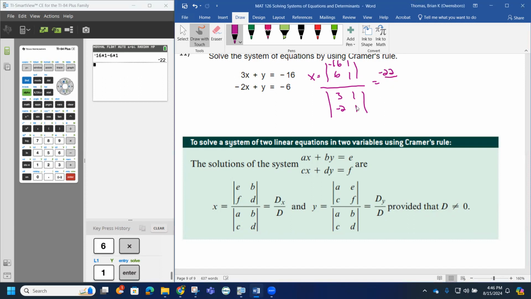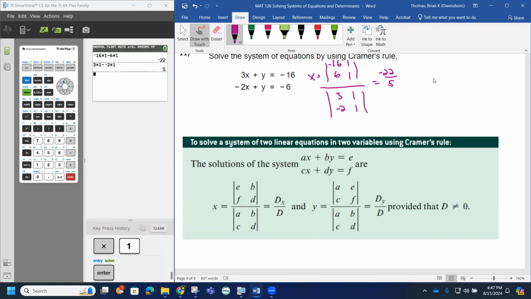And then on the bottom, we have 3 times 1. And we're going to subtract from that -2 times 1. And let the calculator get that math, which is going to be a 5. So -22/5 is going to be the value for x.